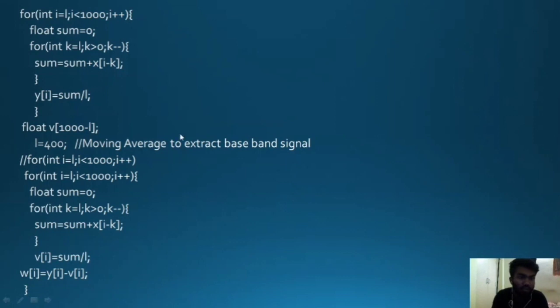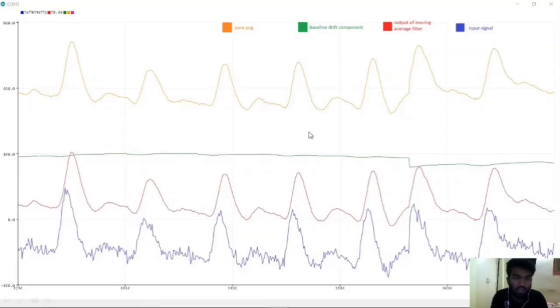This is the code for the pure PPG signal. We will run this code on the Arduino board, and we'll get the graph as follows. This is the input signal, and this is the output of the moving average filter. This is the baseline drift. If we take the difference between these two, we will get this pure PPG signal. This is the required PPG signal.